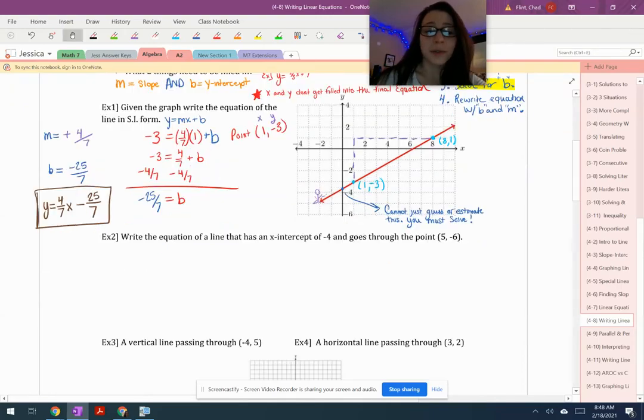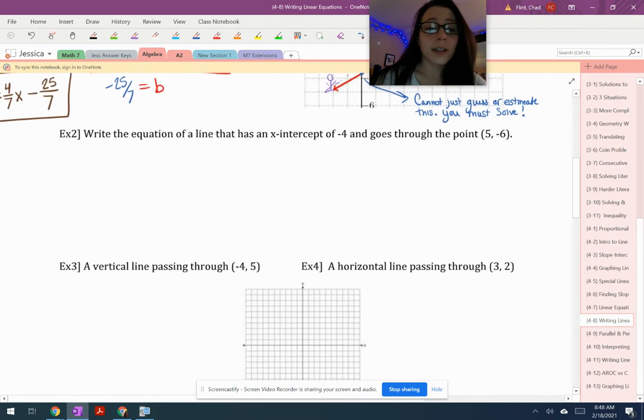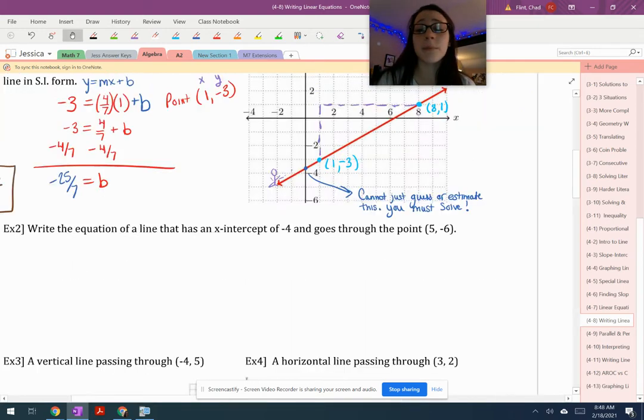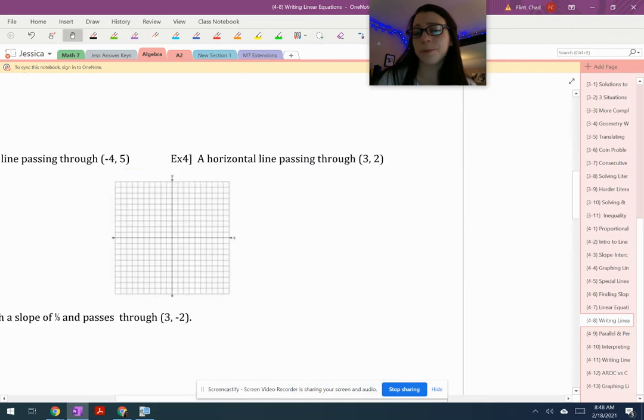Here we are, example 2 for lesson 4-8, writing linear equations. Write the equation of a line that has an x-intercept of -4 and goes through the point 5, -6. So even though we're not given a graph here, those steps that we talked about from above are still going to apply and we're still going to follow them. So our first thing is to somehow find the slope.